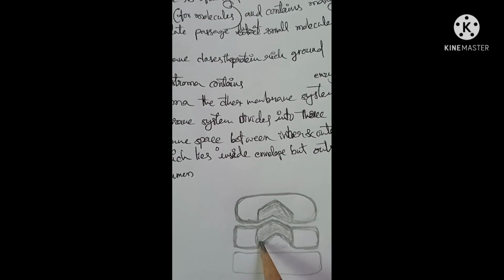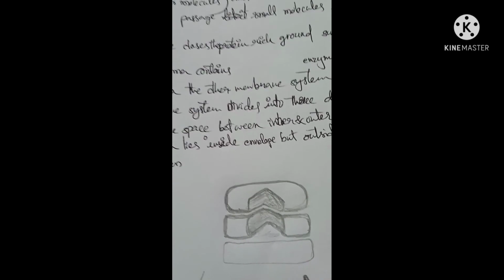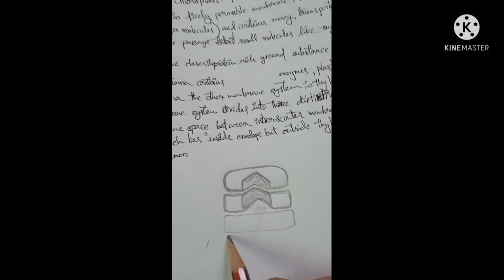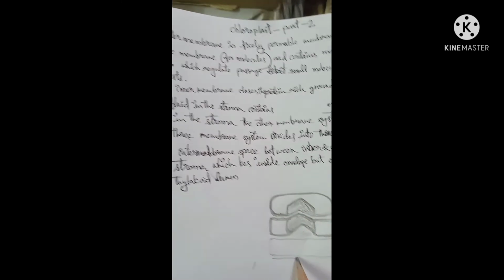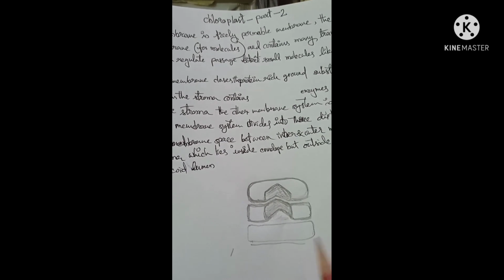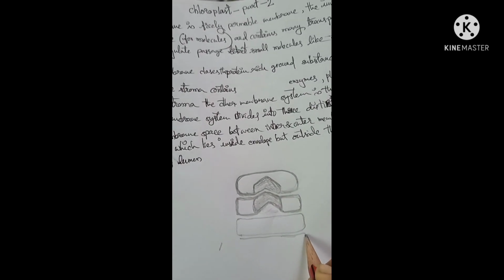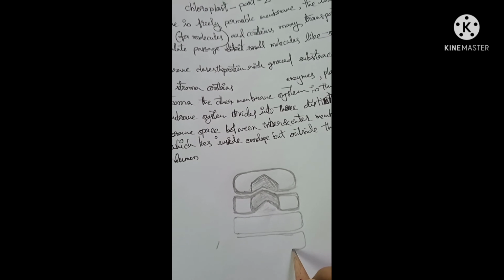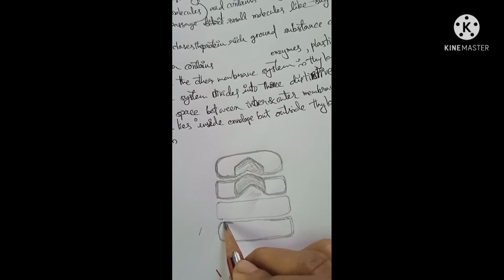At times, students feel difficulty in how to draw the chloroplast structure. First, we have to draw the heart shape, then like this, we have to draw rectangle boxes one over the other, and just goes into the heart shape inside the lumen. Give shadows wherever important. That's it.